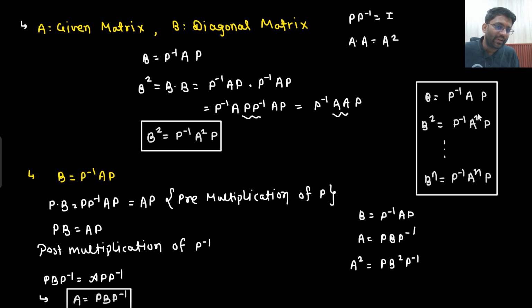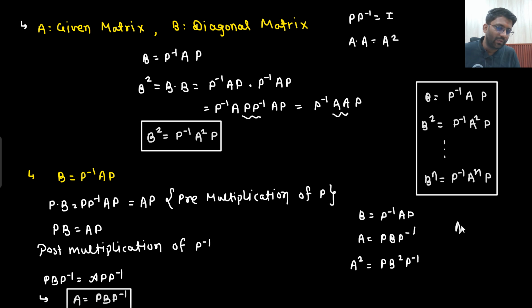From here only. Forget about A square for a moment. Consider A square as a separate matrix, matrix C, and B square as a separate matrix, matrix D. Then what will happen? This P inverse will come here, it will become P, pre-multiplication. First you will do the pre-multiplication and then you will do the post-multiplication.